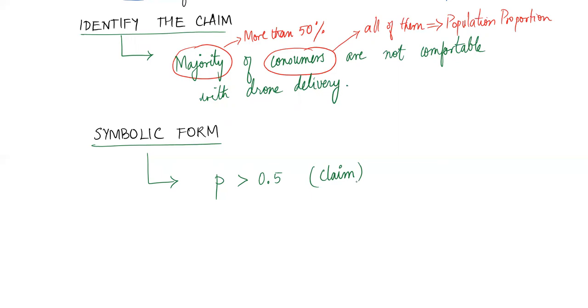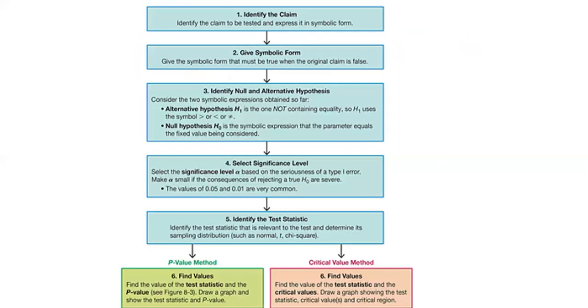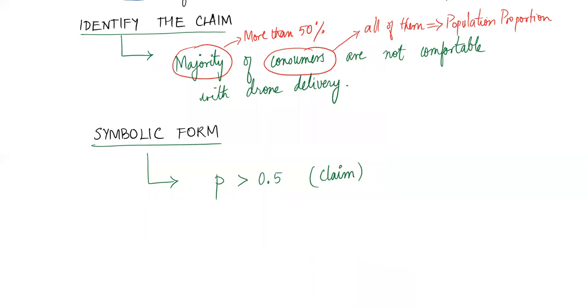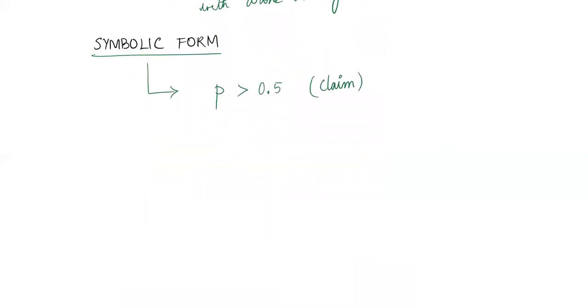Then let me quickly take you to the third step here. The third step says identify the null and alternative hypothesis. So let's come to that. Null hypothesis. Null means zero, right? No. So the symbol for hypothesis is H with a subscript 0. We call it naught.